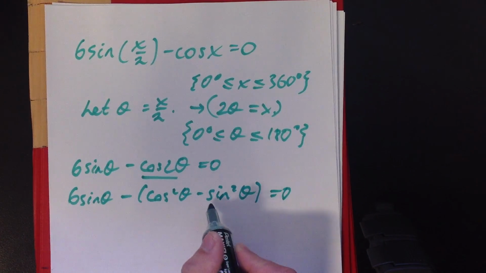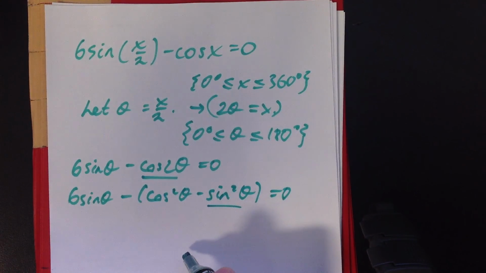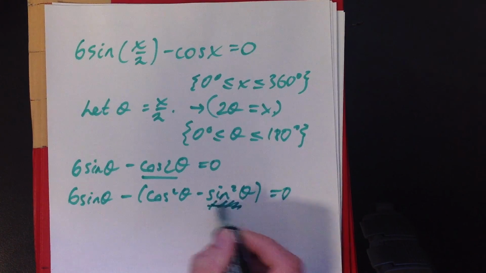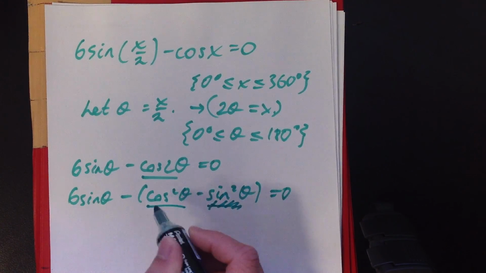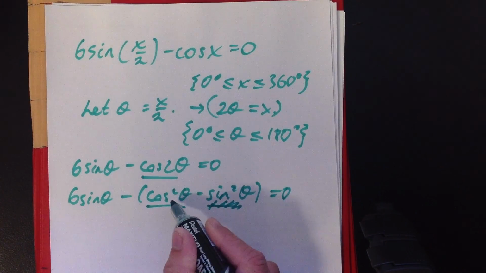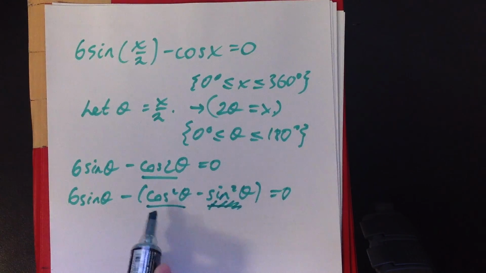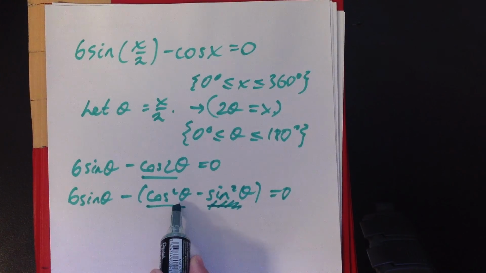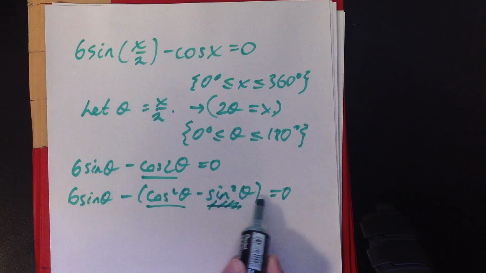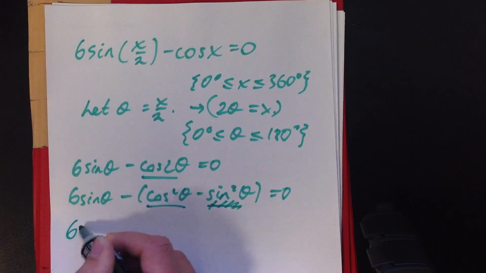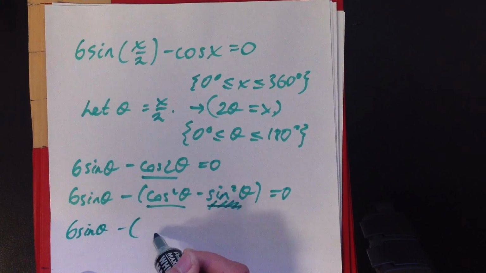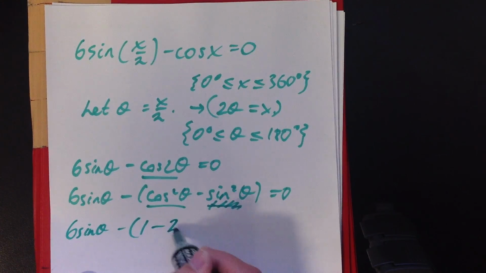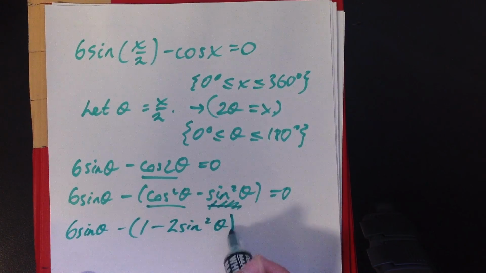But you may also remember that I actually want to get rid of the cos. Cos squared theta is 1 minus sine squared theta on its own using the Pythagorean identity. So if I change that into 1 minus sine squared, and I've got a minus sine squared here on the end as well, that's going to become 6 sine theta minus (1 minus 2 sine squared theta).